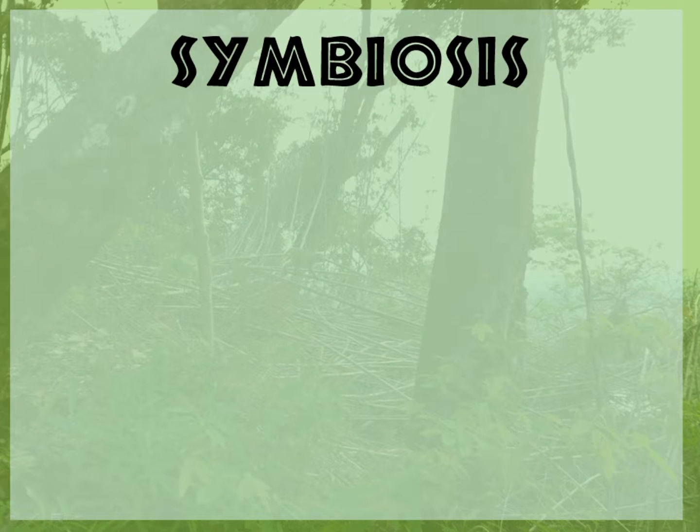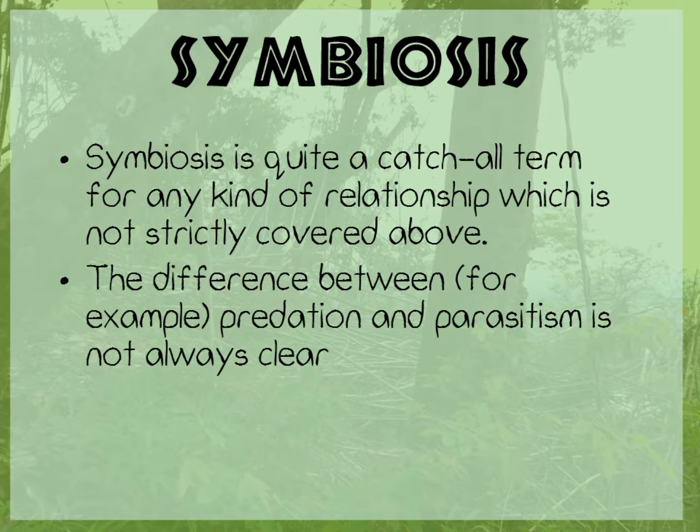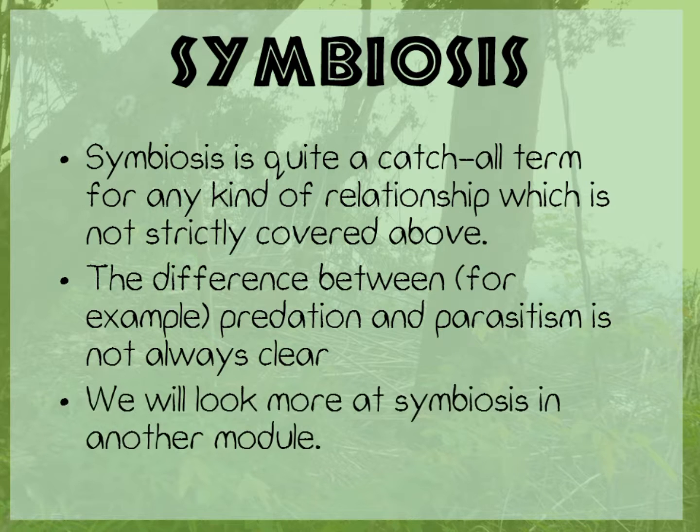So the final thing we're going to look at briefly is symbiosis. Symbiosis is a catch-all term for any kind of relationship between creatures that is not strictly covered above. Now, as we saw before, the difference between, for example, predation and parasitism is not always clear, but for the purposes of this video, we're going to break symbiosis down into 3 different types. We are going to, of course, look at symbiosis in another video, which you can see more details about, but for now, we're just going to explore the main 3 headings.